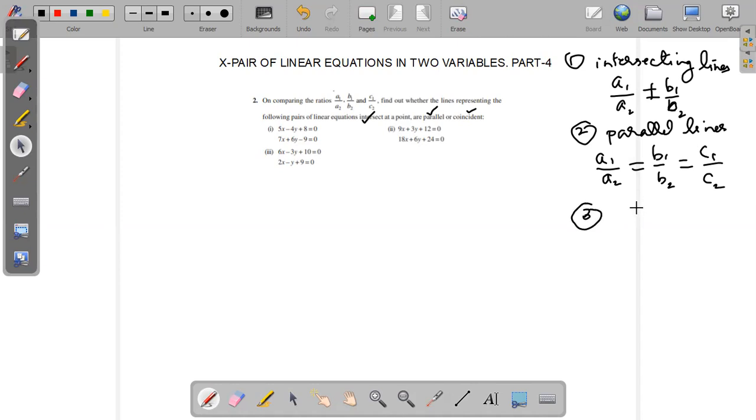The third one is coincident line. A1 upon A2 is equal to B1 upon B2 is not equal to C1 upon C2. For parallel lines, there is no solution condition. Okay. And for coincident lines, A1 upon A2 is equal to B1 upon B2 is equal to C1 upon C2. Okay.